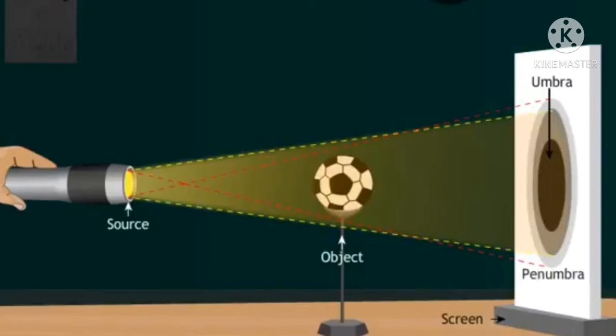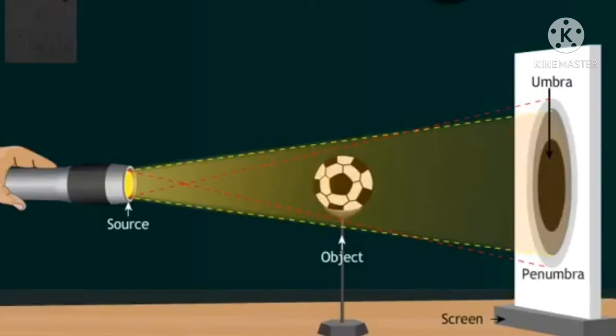Shadow does not show the details of an object. The shadow of an object is always erect, that is, same side up as the object. The shadow of an object is real. The shadow can be smaller than the object, equal to, or bigger than the object.